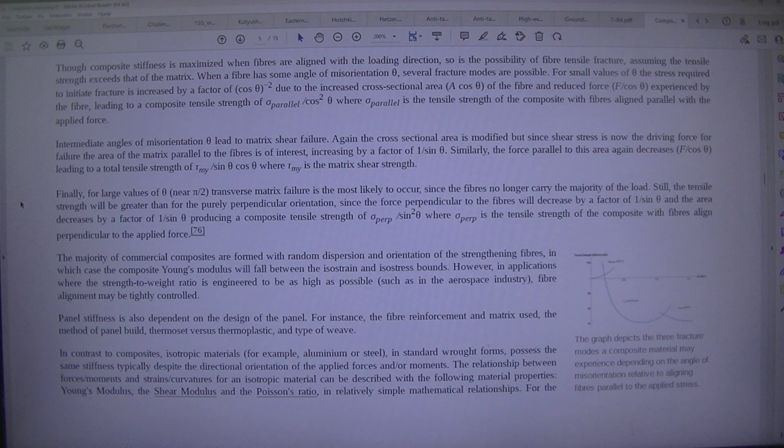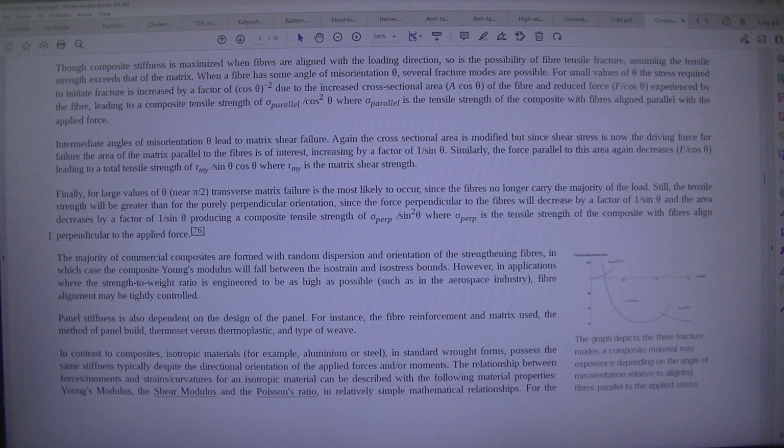For small values of theta, the stress required to initiate fracture is increased by a factor of cos² theta, due to the increased cross-sectional area, A/cos theta, of the fiber and reduced force, F cos theta, experienced by the fiber, leading to a composite tensile strength of σ_parallel/cos² theta, where σ_parallel is the tensile strength of the composite with fibers aligned parallel with the applied force.